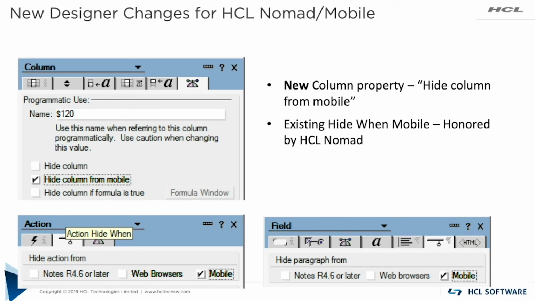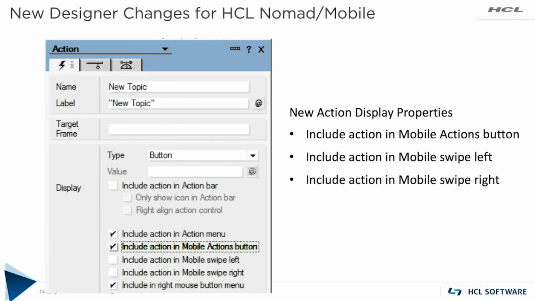As you can see from Max's demonstration, there are some areas that we're striving to focus on to improve the look and feel of the applications. So we've made some changes to the Domino Designer to be able to support HCL Nomad deployments. Specifically in this case, we've added a new column property to hide a column from mobile. Also, if you've checked other places where you're hiding text from a mobile device, those are honored by HCL Nomad.